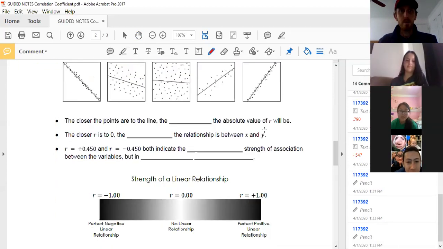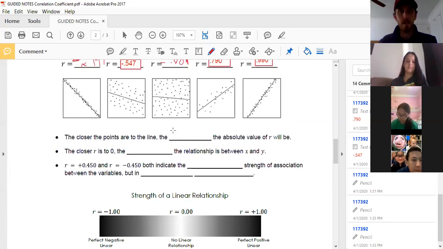All right, the closer the points are to the line, the blank the absolute value of R will be. What should go in that blank? Remember, absolute value is like the distance away from 0.